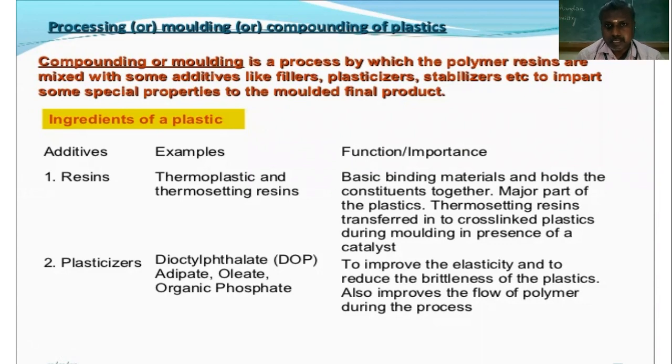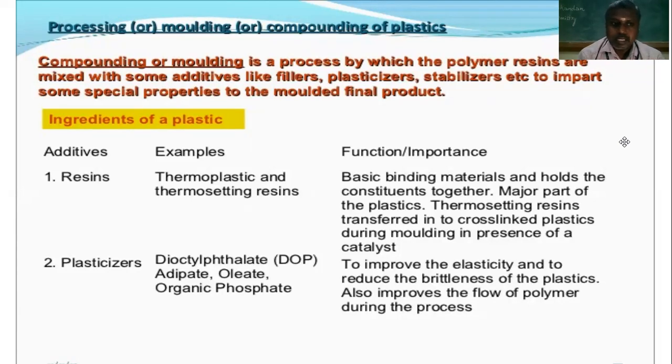Compounding of plastics is a process by which the polymer resins are mixed with additives like filler, plasticizer, stabilizer, etcetera, to impart some special properties to the molded final product. So compounding is the process by which polymer resin is mixed with some additives to impart some special character to the molded final product. That is, we are going to add some chemicals to the basic polymer resins to get some special properties.